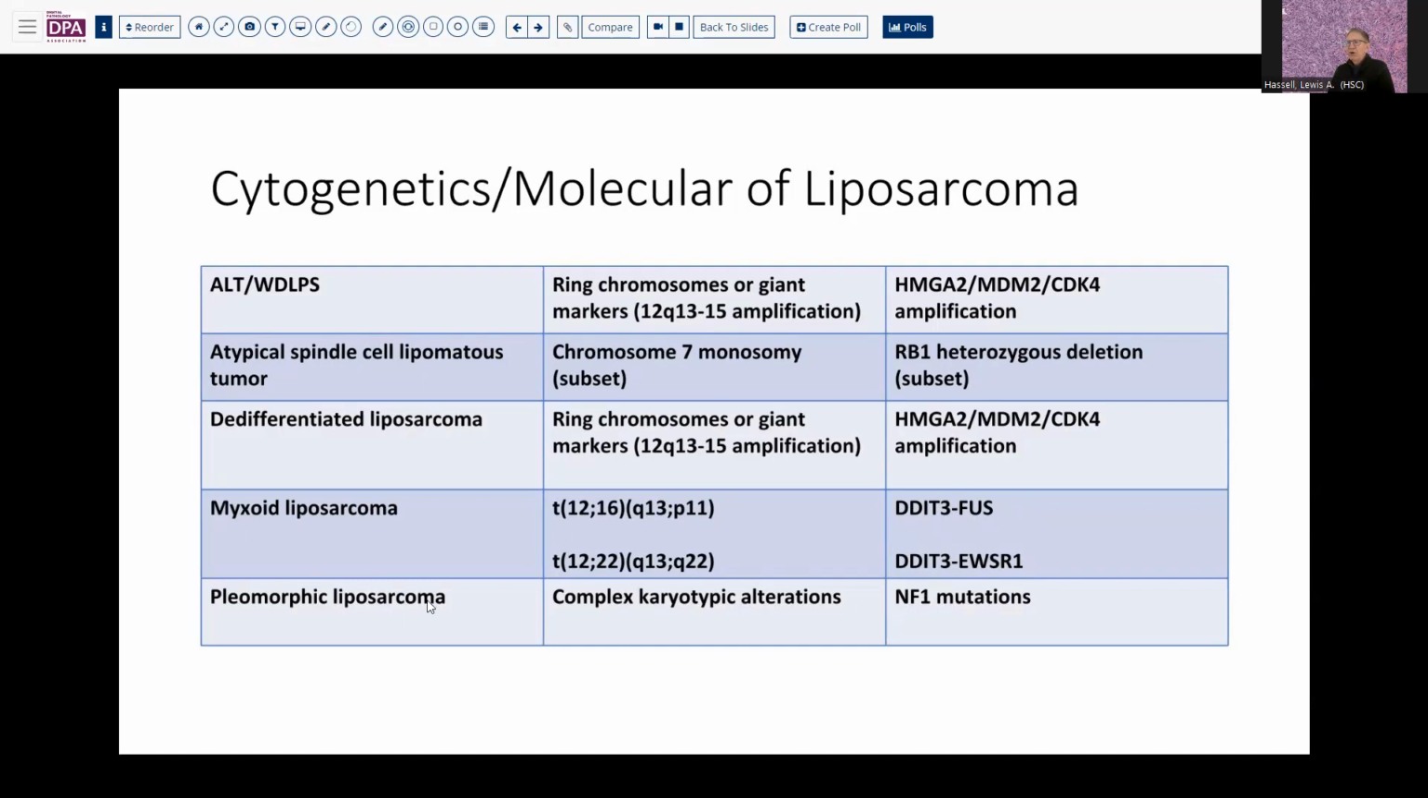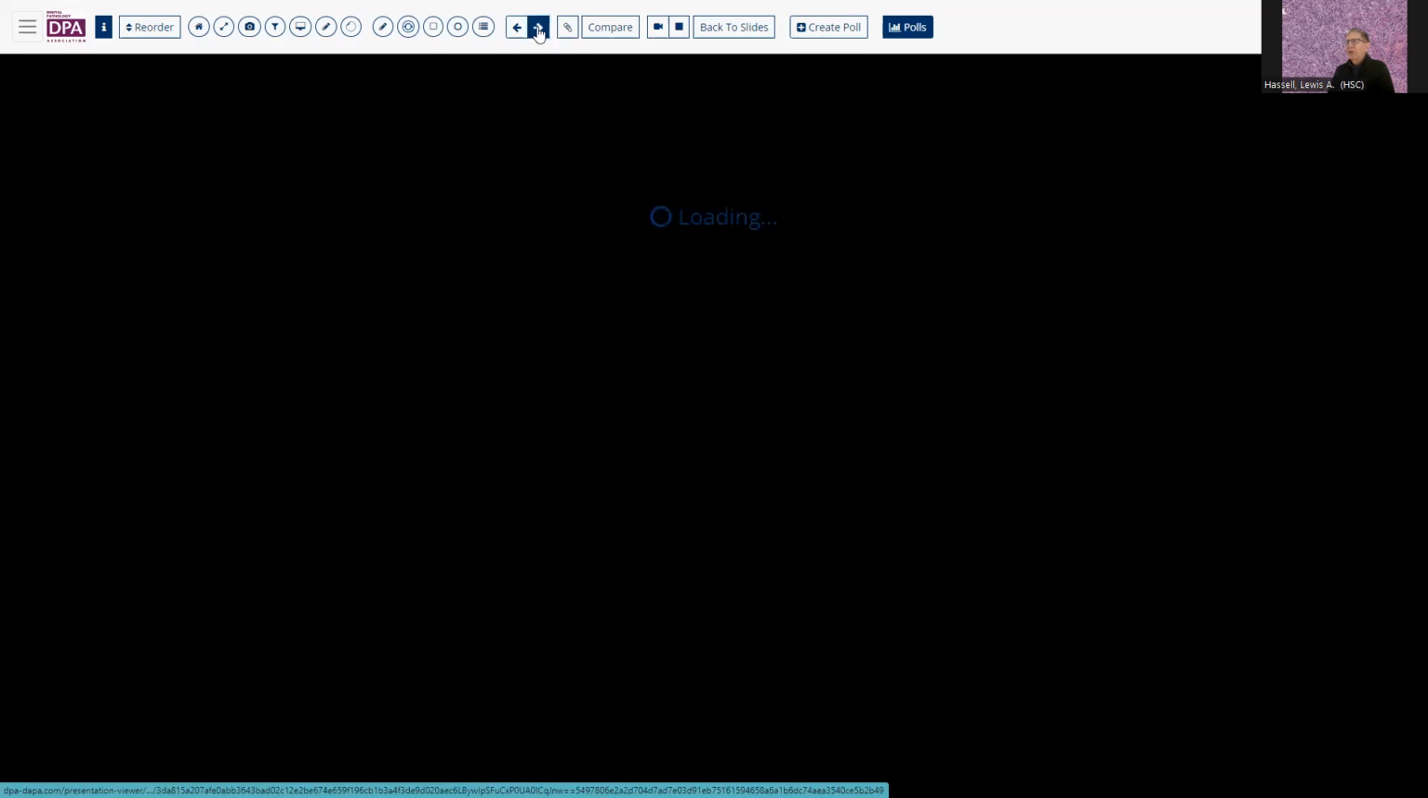With pleomorphic liposarcoma, as in other pleomorphic tumors, the cytogenetics is not terribly instructive, nor is it diagnostic. It's going to be complex. This is a pleomorphic high-grade sarcoma, and the cytogenetics reflect that. So those are just a couple of the high points to remember: the MDM2 issue and the DDIT3 fusion partner with the myxoid liposarcoma being the most salient ones.